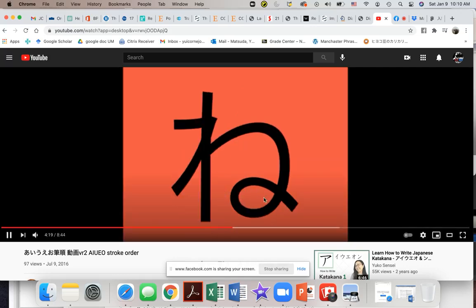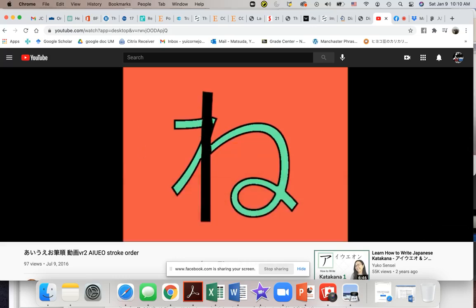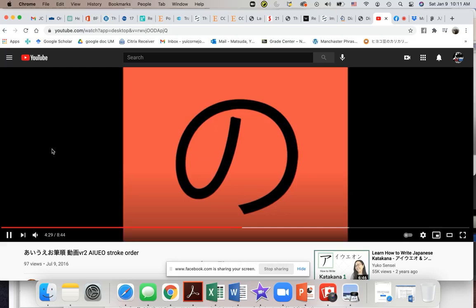This might be Ne. Start with a straight line. And then go to this second stroke. We do it at once, and the little thing at the end. And the last one is no. You can connect this, that's fine. No, it's one stroke. Okay, so that's na ni nu ne no for us today.